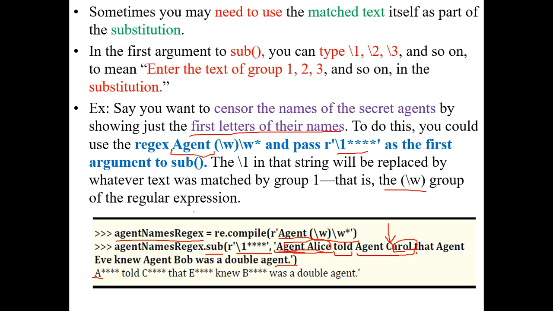After that, next agent name is Eve. E is going to appear in the output, and the V is replaced by stars. Again, the next word appears as it is. One more agent name is Bob. Again the word agent is not going to appear, only the first letter of Bob appears in the output, and the rest of the characters are replaced with stars. So this is how substitution is going to happen.